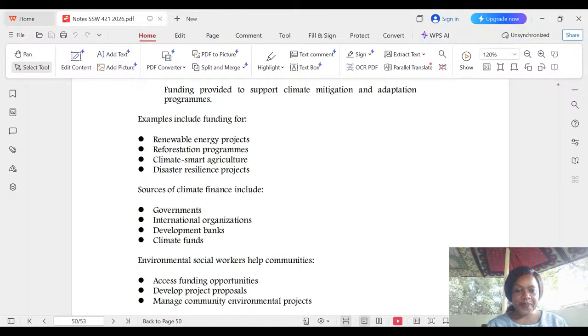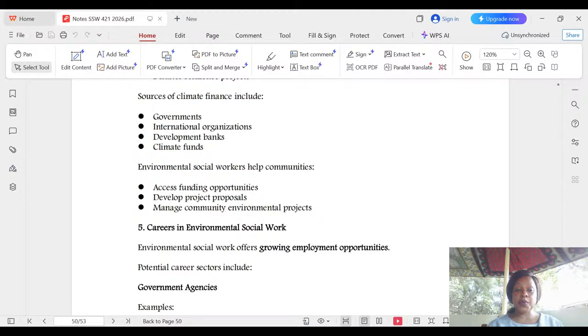So anyway, how do we help communities access these funds? We actually help them to access funding opportunities. We help them develop project proposals, and we help them manage these projects, okay? Because when the projects are managed well, the funder is more likely to support them even in other projects.